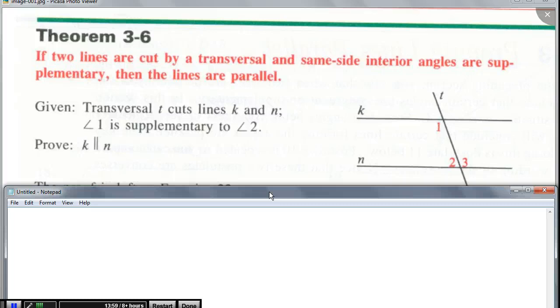Yeah, these are alternate interior angles, aren't they? And we just proved it right before this theorem, right? If two lines are cut by a transversal and alternate interior angles are congruent, then the two lines are parallel. So you're exactly right. If I could show that angle 1 and 3 are congruent, I'm done. Is there a way to show that angle 1 and 3 are congruent?